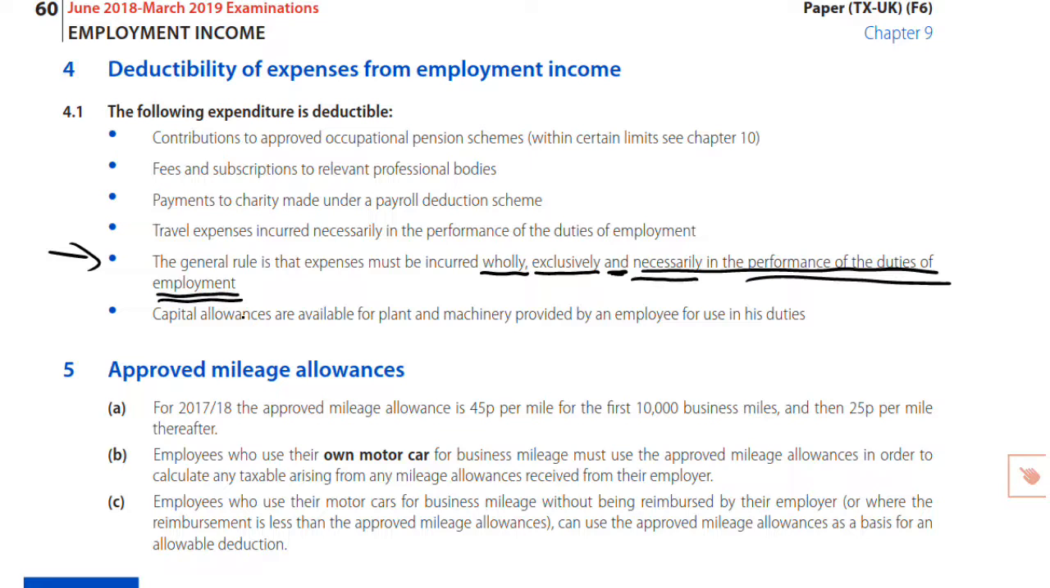There are some very specific examples that clearly are the ones that are most usually tested and we need to know about. Firstly, contributions to an approved occupational pension scheme within certain limits. And we've got a whole chapter, Chapter 10, not a huge chapter to be fair, but an own chapter dealing with pension contributions. Now, we have actually seen pension contributions already. I hope that you can remember back to Chapter 2. And back in Chapter 2, we saw that the taxpayer within the tax year may in fact have incurred personal pension contributions paid into their personal pension scheme.